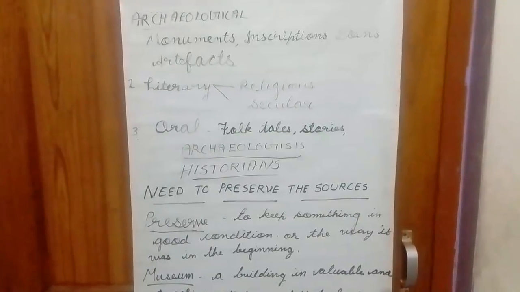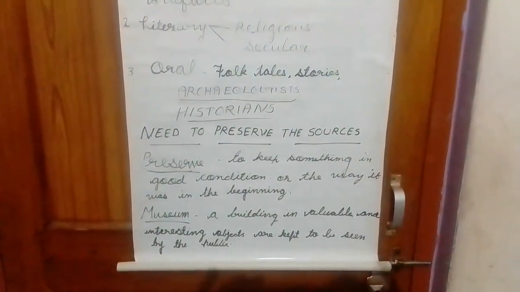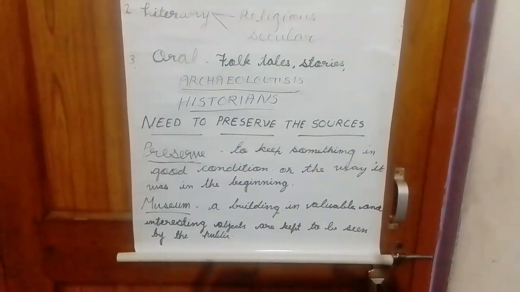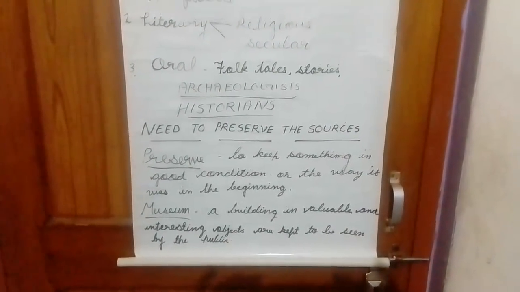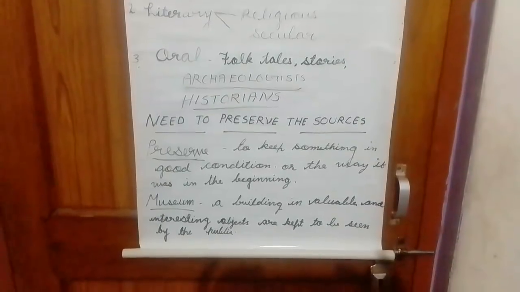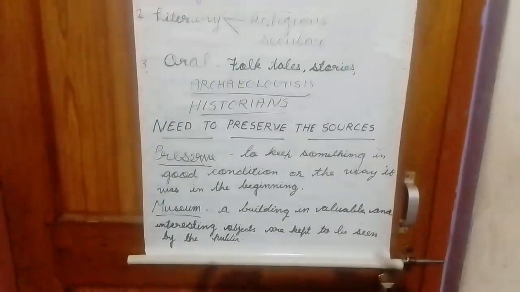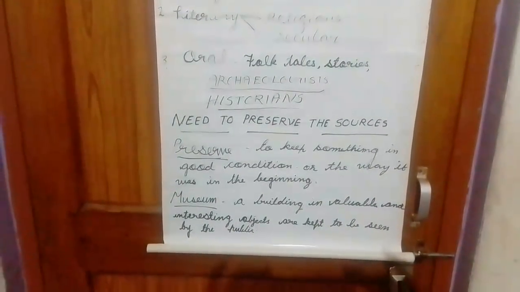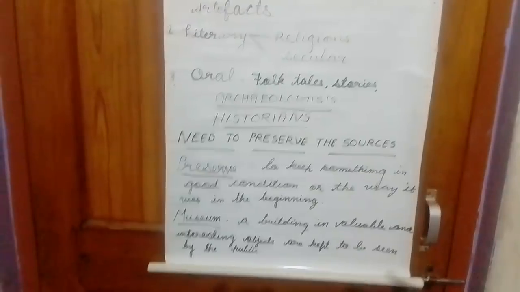We should preserve the sources for the following reasons. Our knowledge of the past depends on the sources of history. Without the sources, we cannot understand the past. So these sources are our link to the past. Then sources of history help us to appreciate our past. A museum is a place where archaeological sources such as coins, artifacts and inscriptions are preserved.